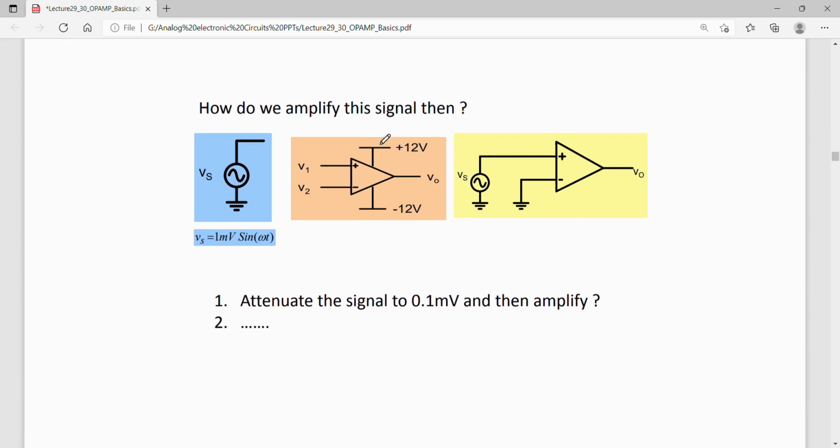So how do we amplify this signal then? Can we attenuate the signal to 0.1 millivolt and then amplify? That is, can we reduce this magnitude to 0.1 millivolts and then amplify?